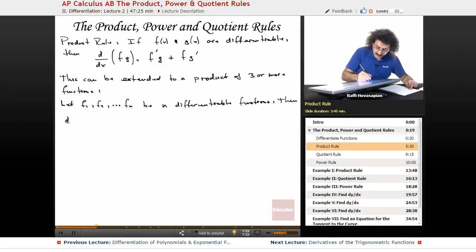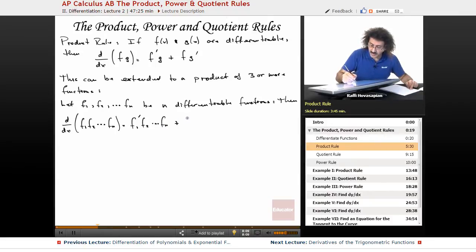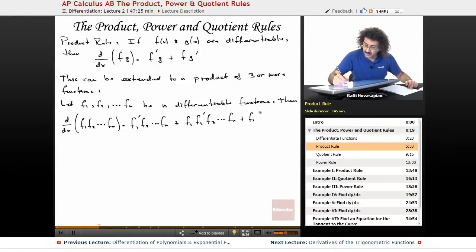Then, the derivative of f1 times f2 times all the way to fn equals f1 prime times f2 times all of the functions, plus f1 times f2 prime times f3 times all of the functions, plus f1, f2, all the way to fn minus 1, fn prime.